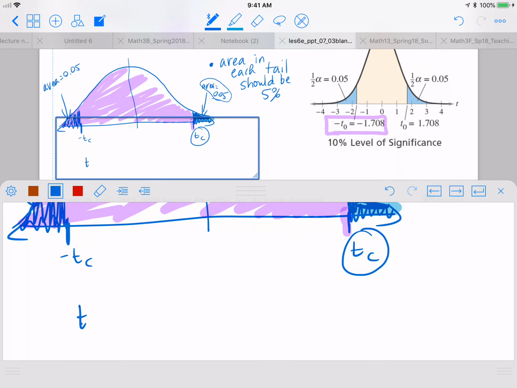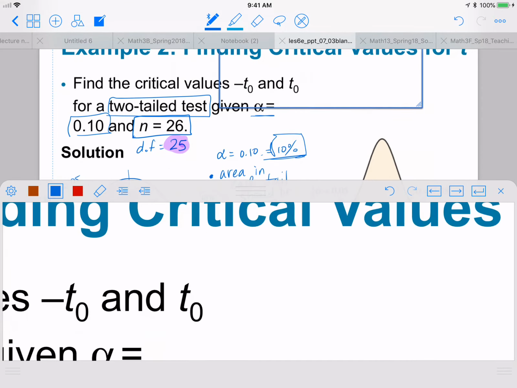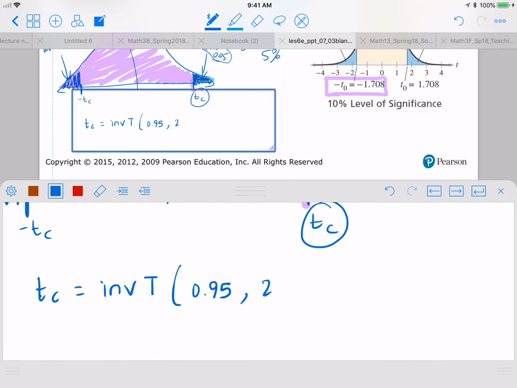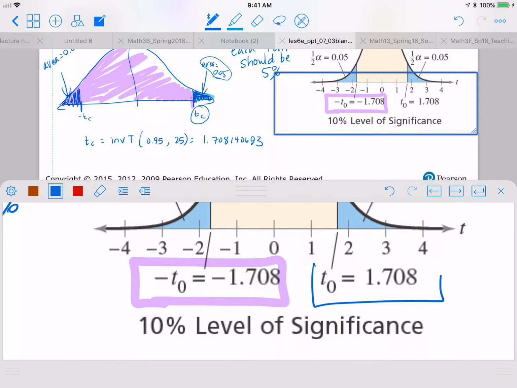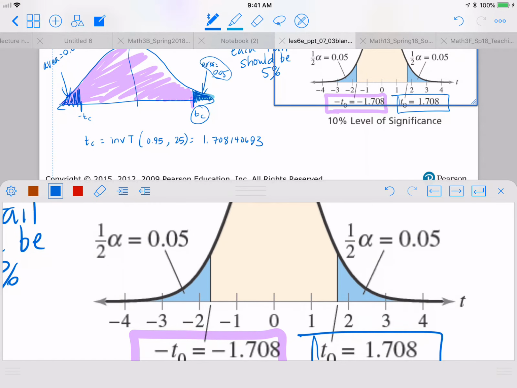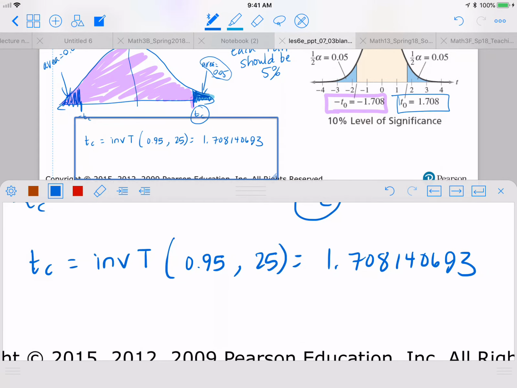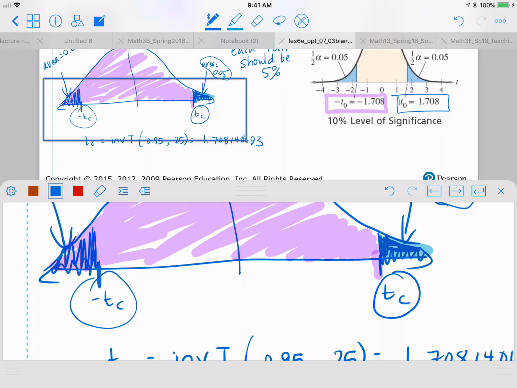So TC is going to be inverse T, and my cumulative area is going to be 95%, 0.95. My degrees of freedom are going to stay the same, they're going to be 25. And now when I put that in, I get 1.7081400693. And that's good. We're happy. That makes sense. Because T distributions are symmetric, I actually didn't really need to compute TC using inverse T, because once I know one of them, then I know the other one is just going to be the absolute value of it.